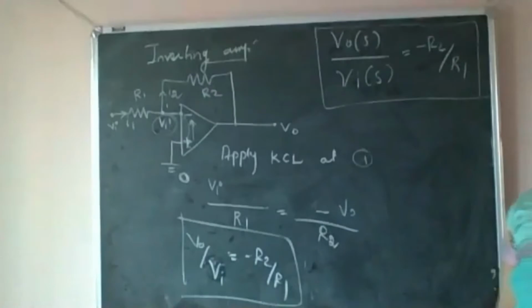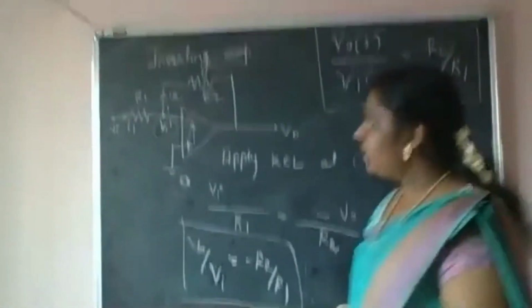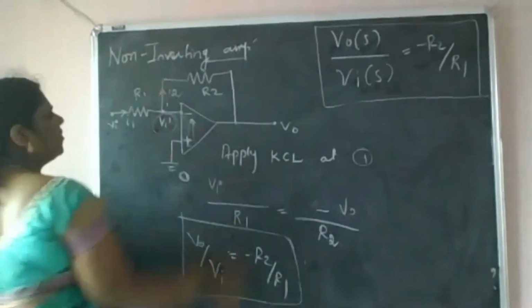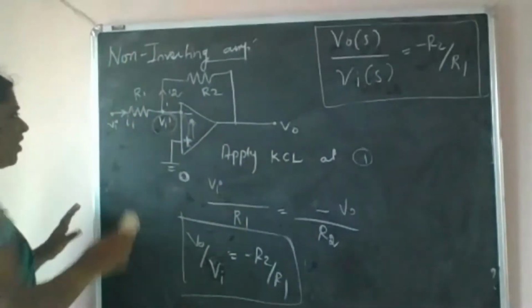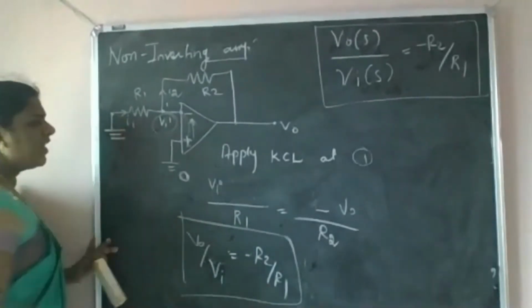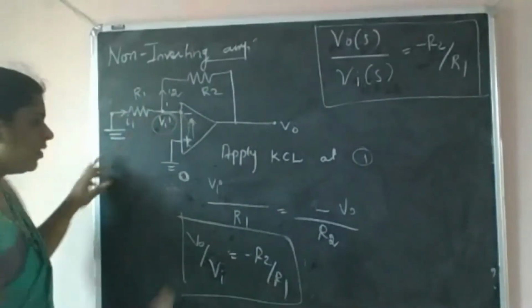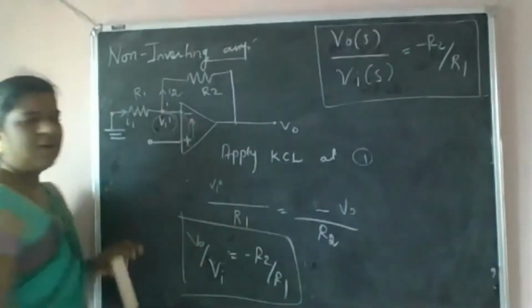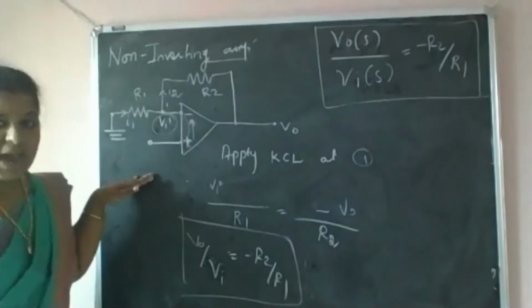Next we are going to see the non-inverting amplifier. For the non-inverting amplifier, we make a simple modification. We connect the negative terminal to the ground and we connect the input to the positive terminal. This is called a non-inverting amplifier.